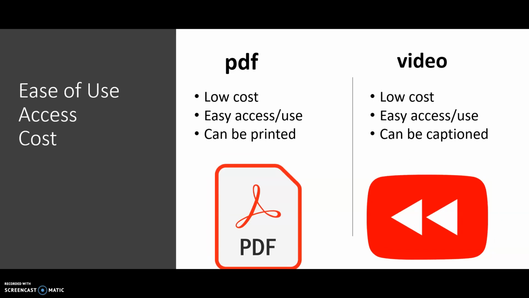So ease of use, access, and costs are pretty equivalent through both. The video can be captioned. Obviously, with the PDF, if you're visually impaired, you'll need to find some other alternative. But it can be printed, and you have a little more flexibility with that. If you don't have a screen handy to watch it on, you can print it, take it home with you, that type of thing.